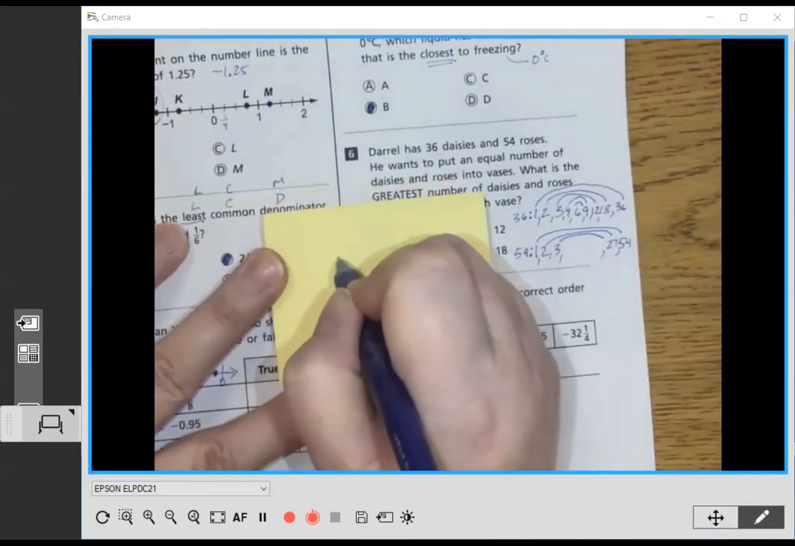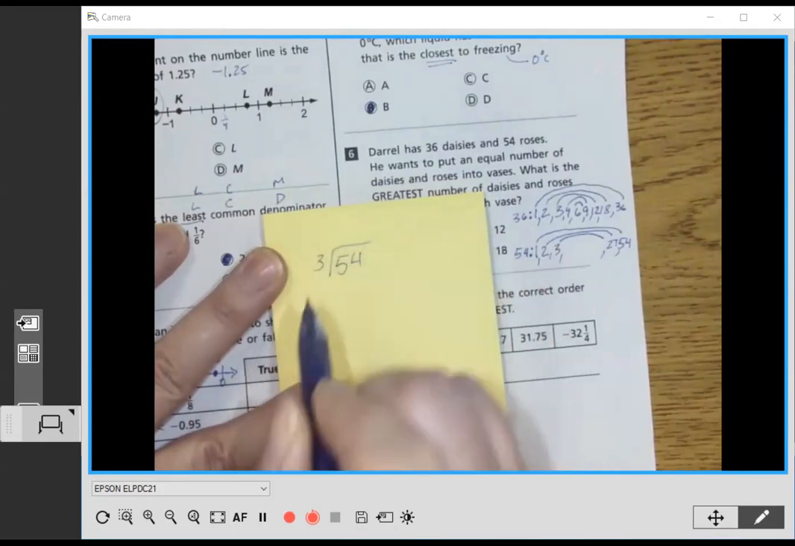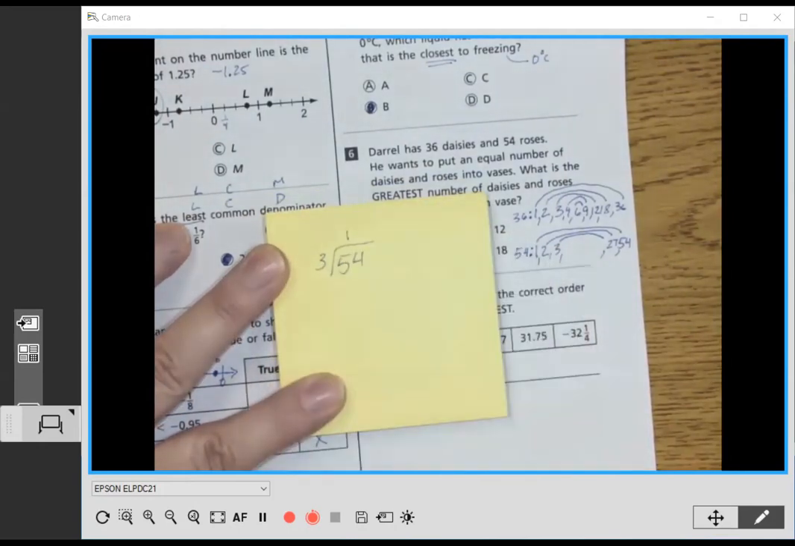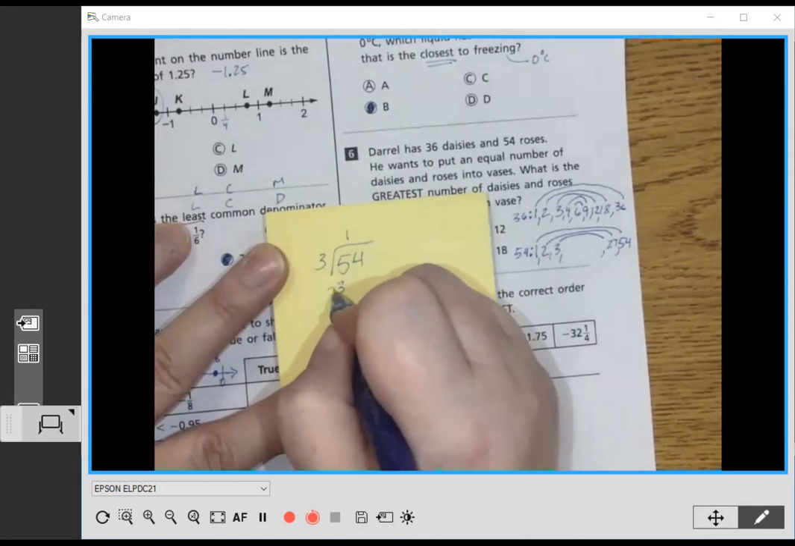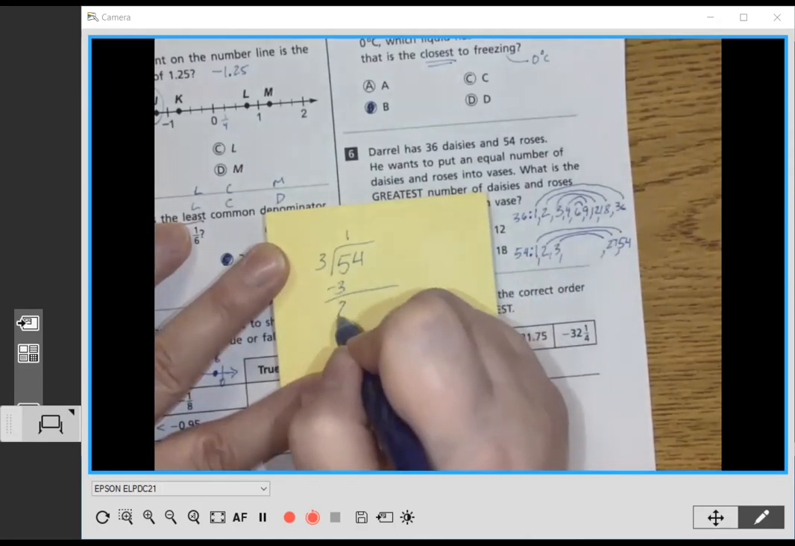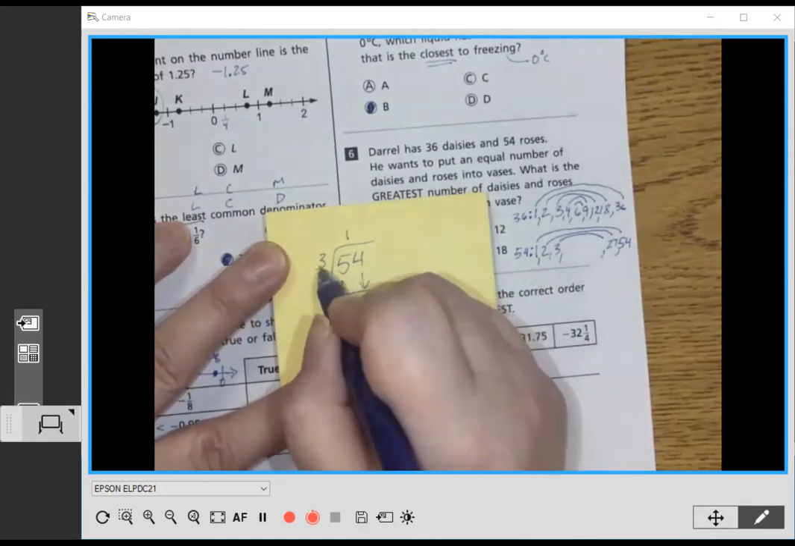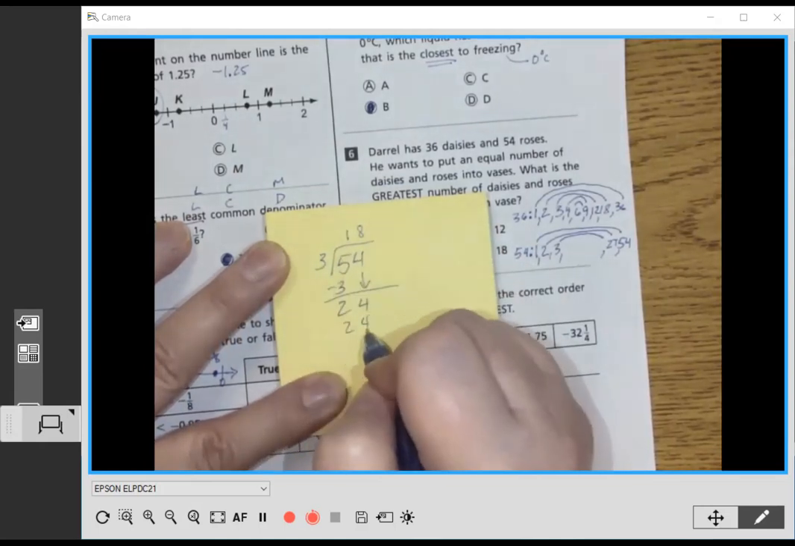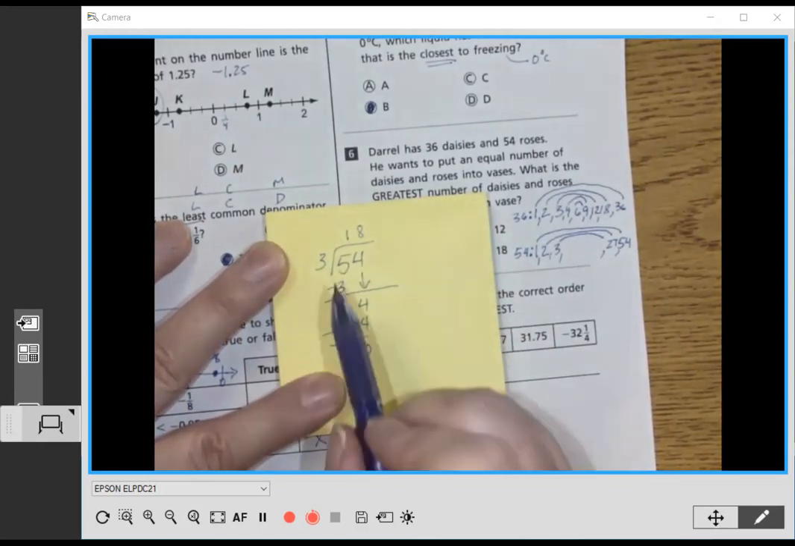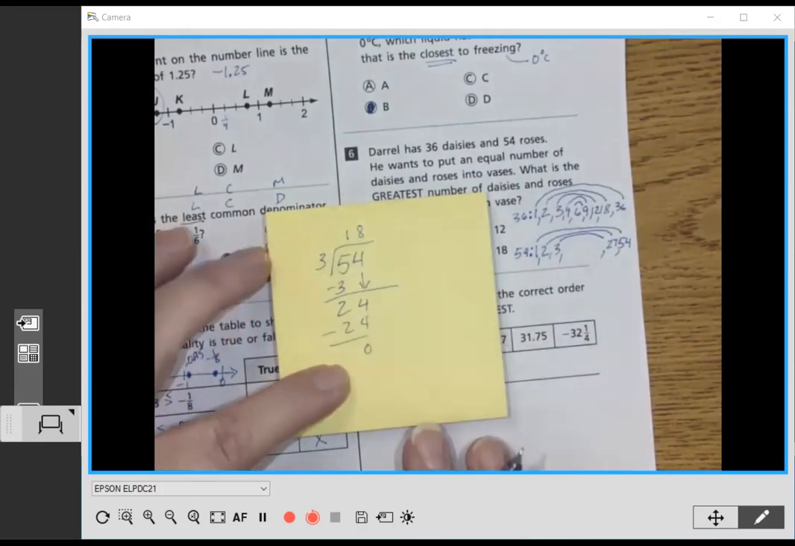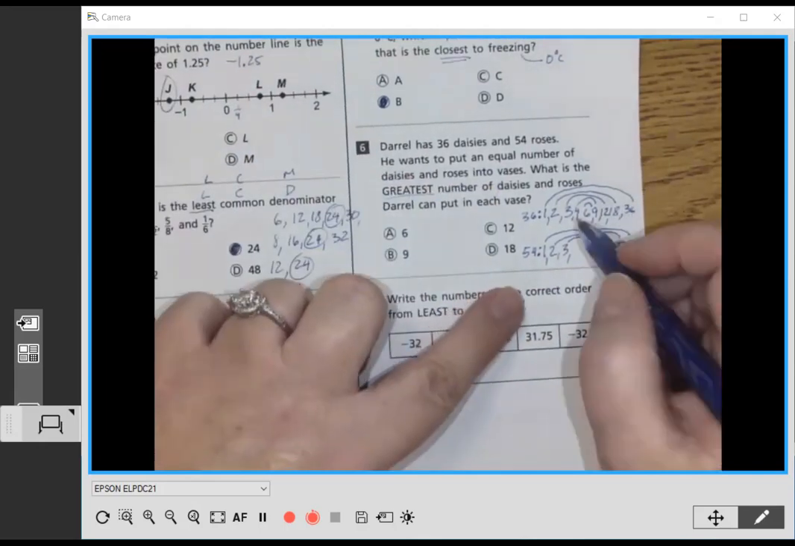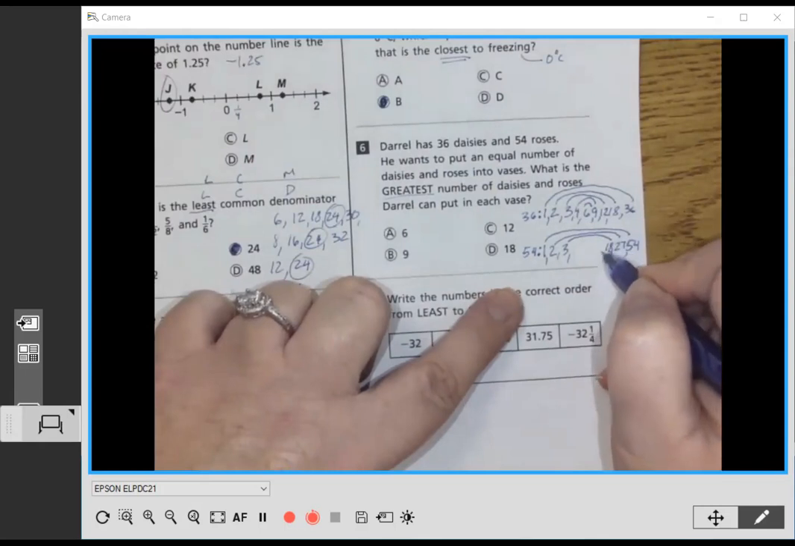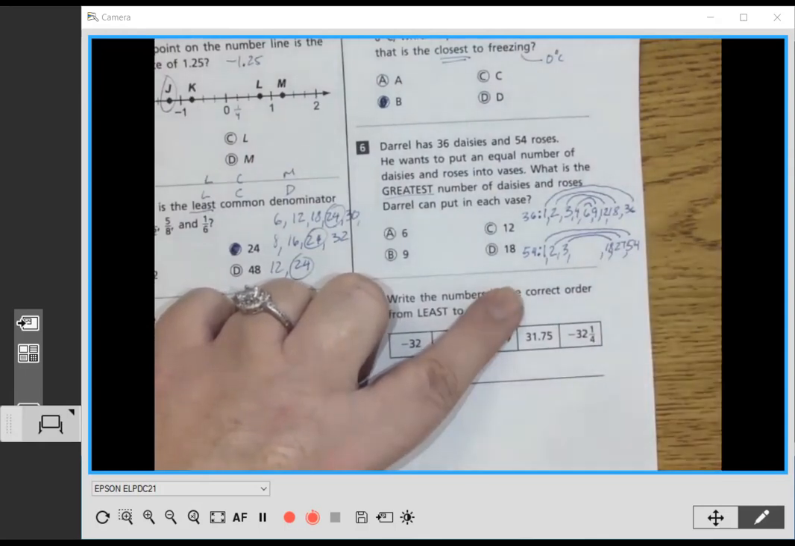54 divided by 3. 3 goes into 5 one time. 1 times 3 is 3. 5 minus 3 is 2. Bring down your 4. 3 goes into 24 8 times. So 3 times 8 is 24, and then you can subtract. You get 0, so you know you're finished. 3 times 18 is 54.